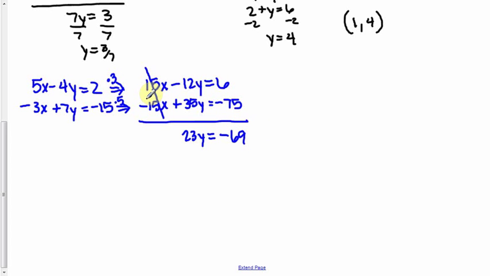Now, I didn't write my giant plus sign on this one, okay? I know that's what I'm doing, and I just stopped doing that. Divide both sides by 23. And you get y equals negative 3.